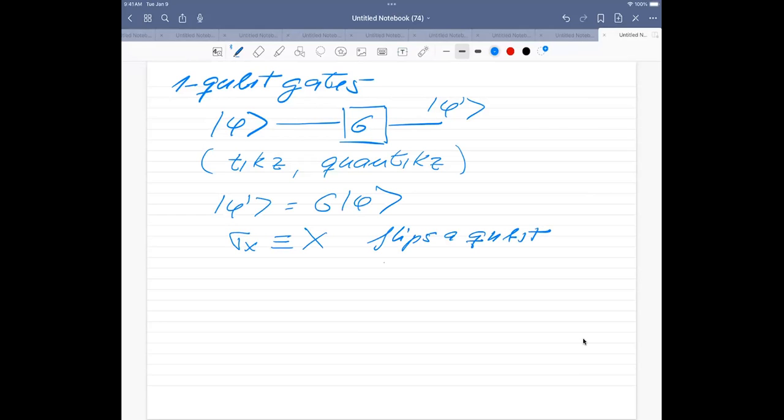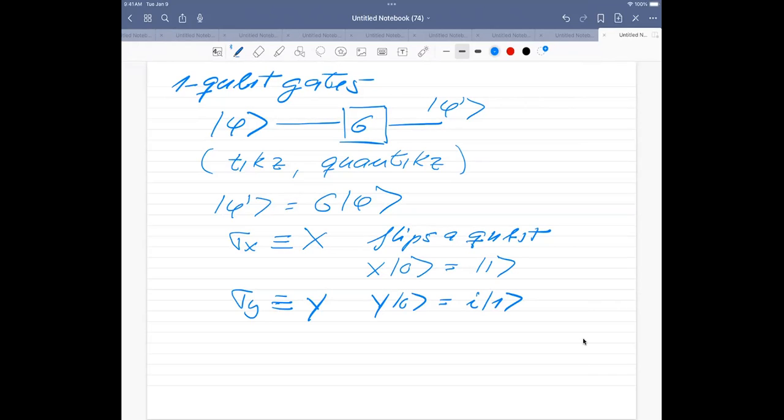And the way this acts, when it acts on qubit 0, it just gives us qubit 1. So we're saying it flips a qubit. That's what is meant with that one. Similarly, from now on, I will call the sigma y just a y gate. And this one is a gate which flips a qubit and multiplies it with the imaginary number i. So that means that if I act with y on 0, this is the same as i times 1.